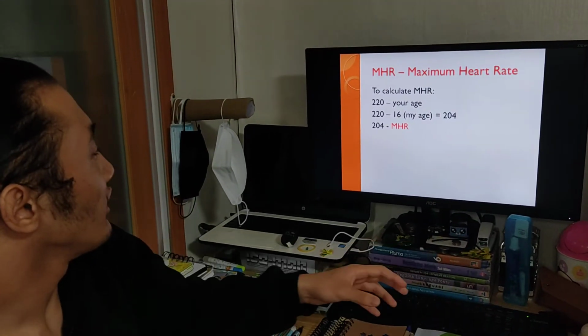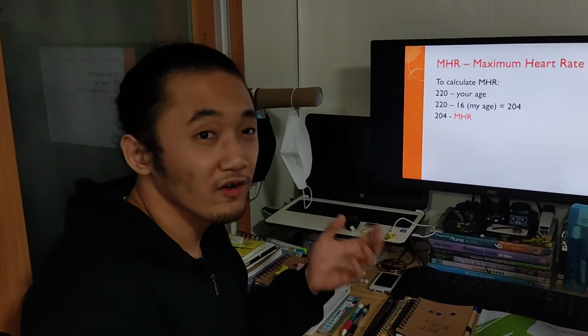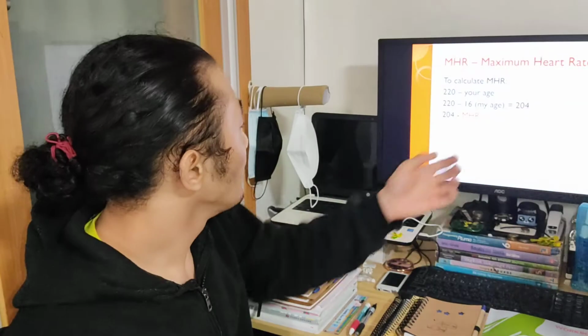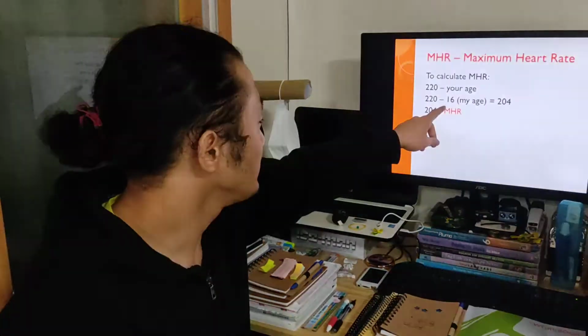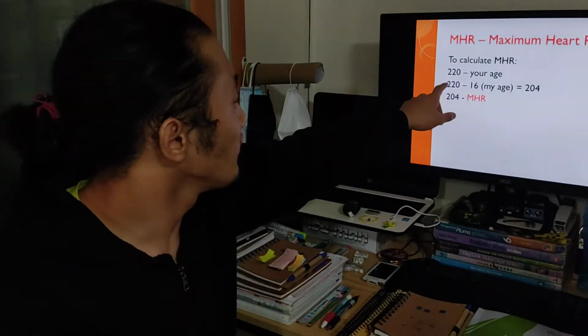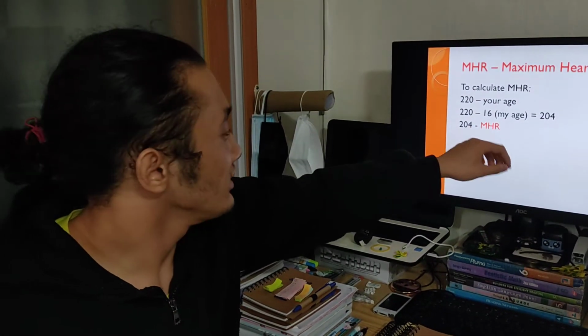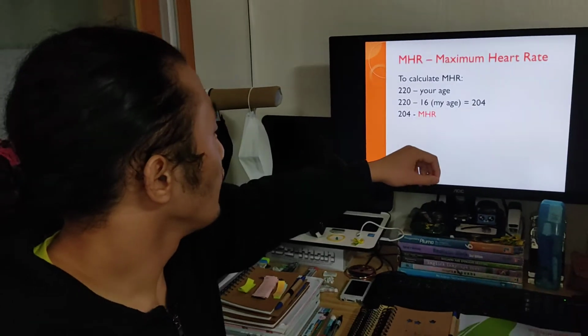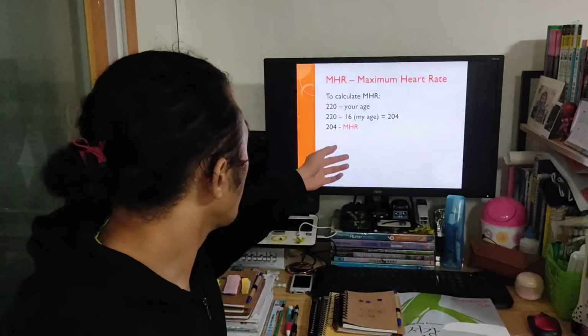MHR, maximum heart rate, is calculated as 220 minus your age. So I'm 16 years old, so let's do minus 16. 220 minus 16, my age, equals 204. So 204 is my MHR.